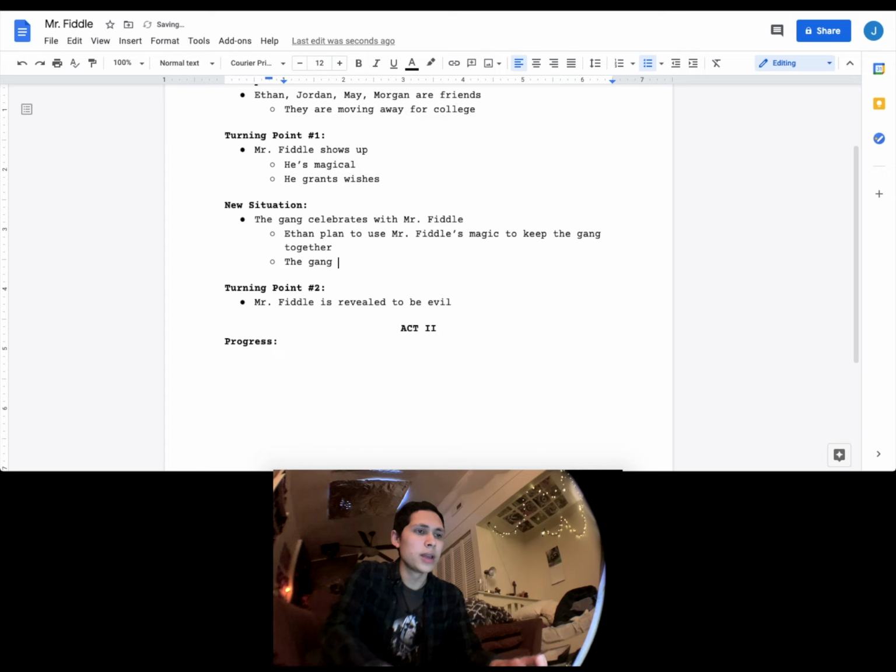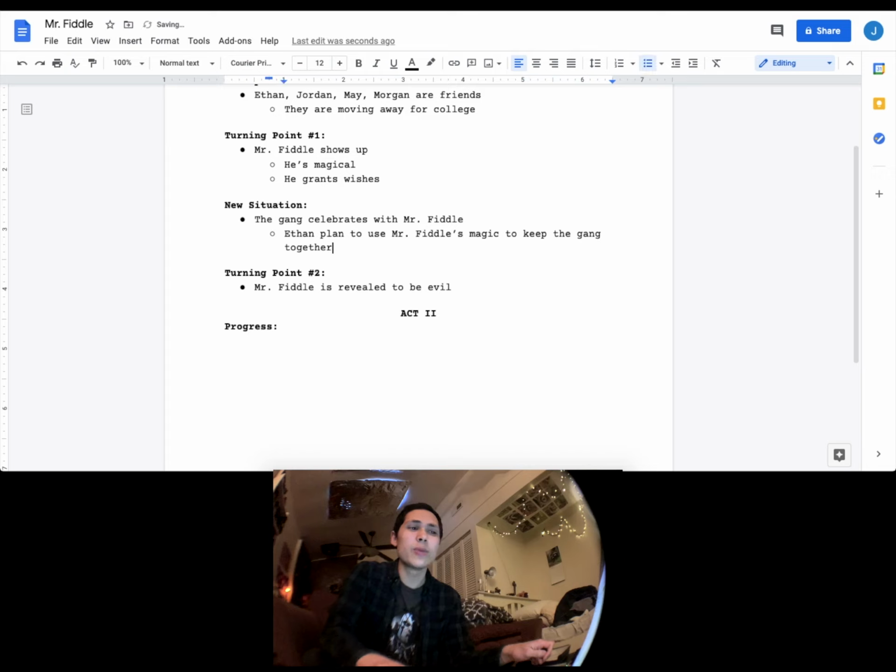And the gang is like, nah. Or no, maybe the gang is... Maybe Ethan, because again, we're not thinking too much about details, but you get ideas for scenes. So maybe the gang is thinking, maybe Ethan tells just Jordan. Maybe he tells just me about that plan. Or it's not a huge thing, but that's kind of his intentions right there. Mr. Fiddle's revealed to be evil.